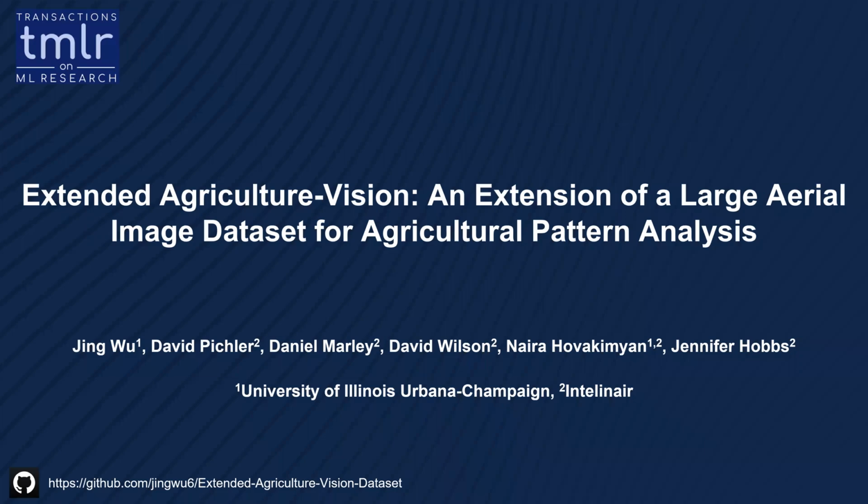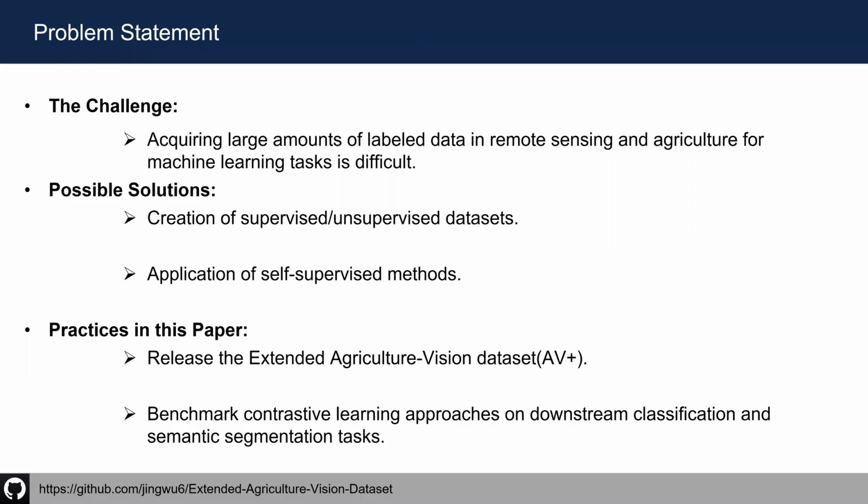Today I'm going to present Extended Agriculture Vision, an extension of a large area image dataset for agricultural pattern analysis. Nowadays, acquiring a large bunch of labeled data in remote sensing and agriculture for machine learning tasks is extremely difficult. This is due to the fact that labeling those kinds of datasets often requires very strong and related domain knowledge. Researchers are still devoting a large amount of effort to create new supervised and unsupervised datasets.